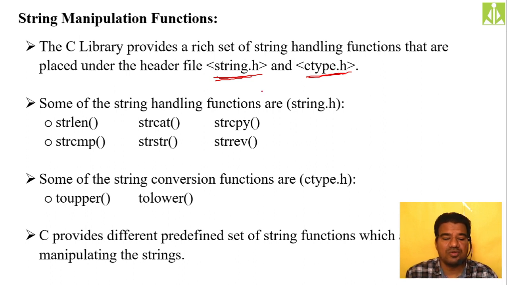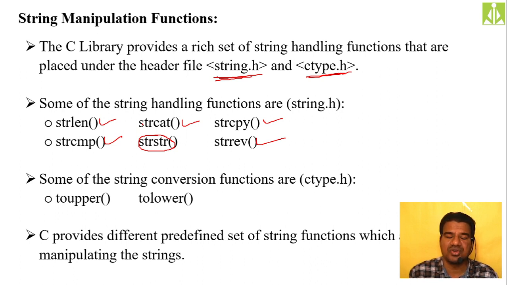Here we are going to make use of these string manipulation functions: string length, string cat, string copy, string comparison, and string reverse. So in total, 5 functions we will discuss. The name itself suggests what each function will do. String length finds the length of the string, how many characters you have. String cat is to concatenate, which is nothing but joining strings together. String copy is copying one string into another. String comparison is comparing two strings. String reverse is reversing the given string.